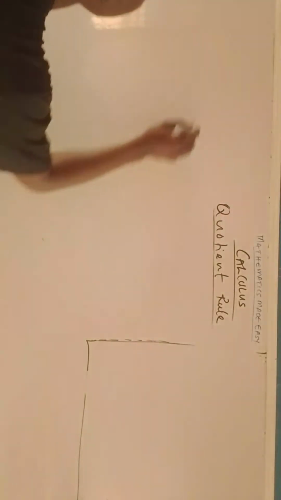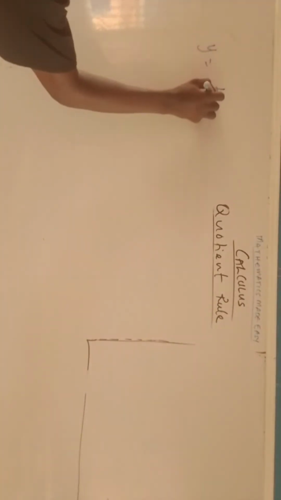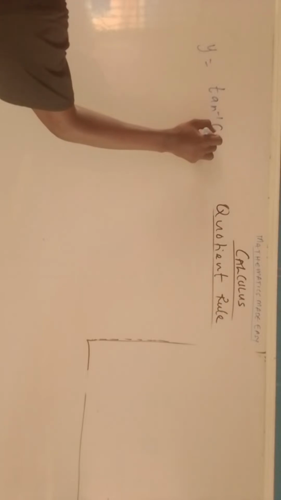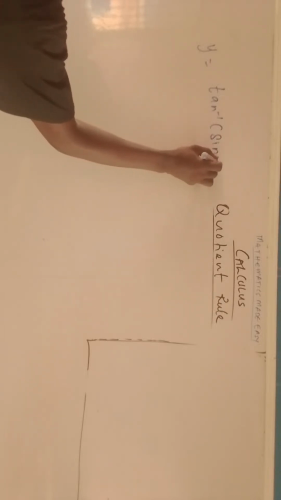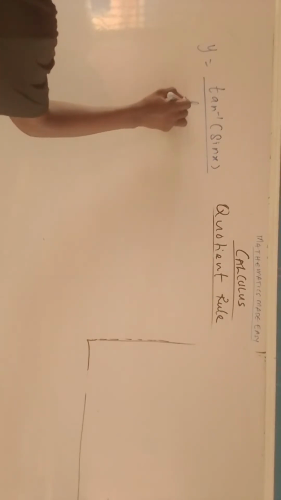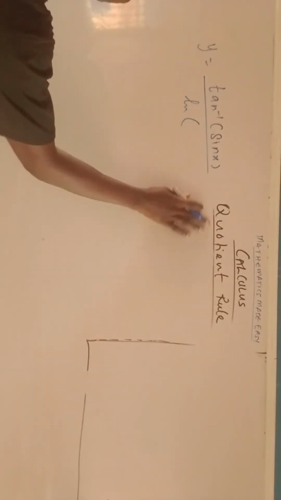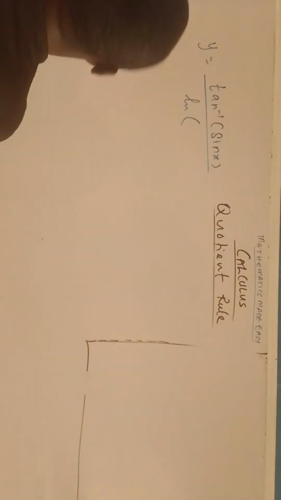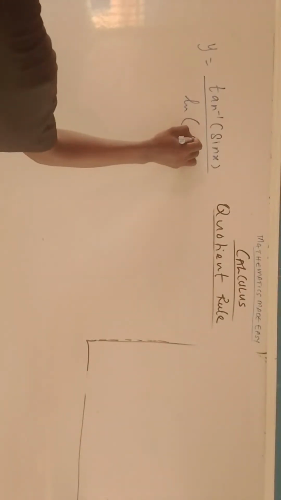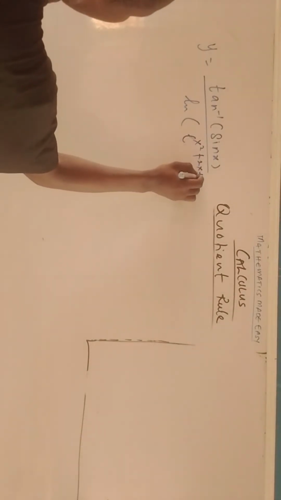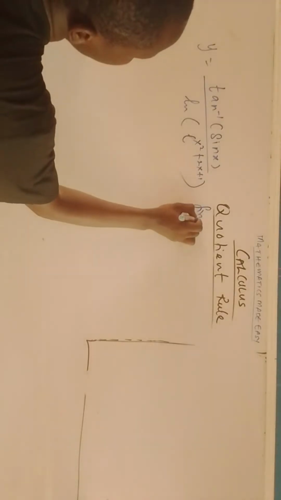Now, look at this. We have y equal to arctangent of sine x over natural log of e raised to the power of x squared plus 2x plus 1. So find the derivative.